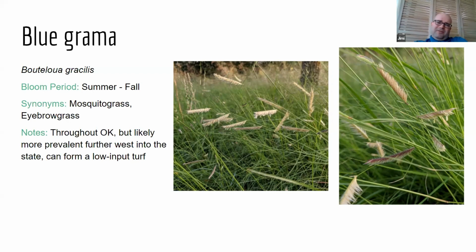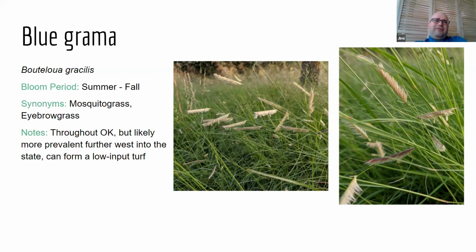You can find this throughout Oklahoma, but it definitely likes drier conditions and can tolerate very low watering conditions. I think it can survive on as little as like 6 to 8 inches a year, which doesn't mean it won't look good all year, but it can survive on something as little as that.